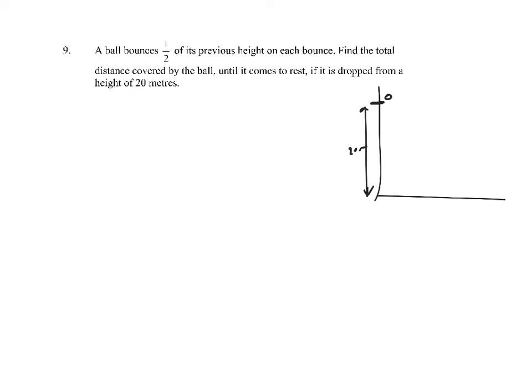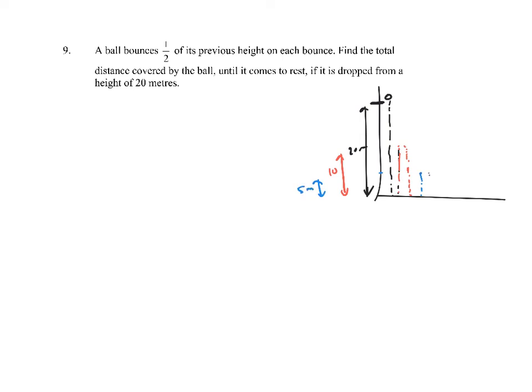Alright, so it will bounce, and then it will go up, but it will only go up to where? What's the next bounce going to be? 10 meters. So it will only go up 10, right? And then what will happen again? Newton tells us the ball will fall down again. And then it will go up again, but only up to where? Up to 5 meters. This is half the previous height.